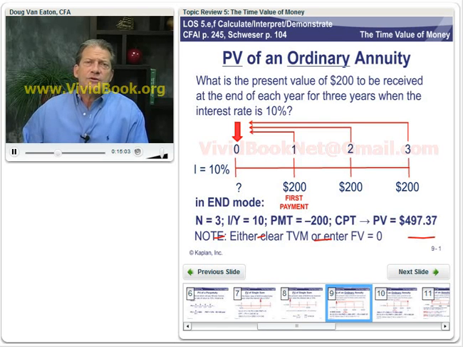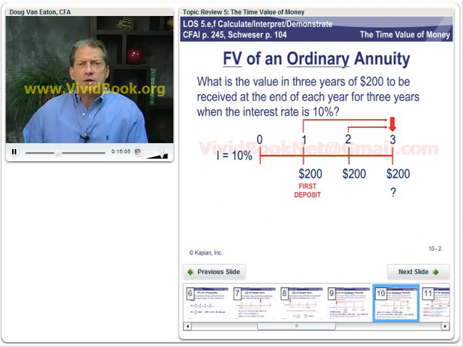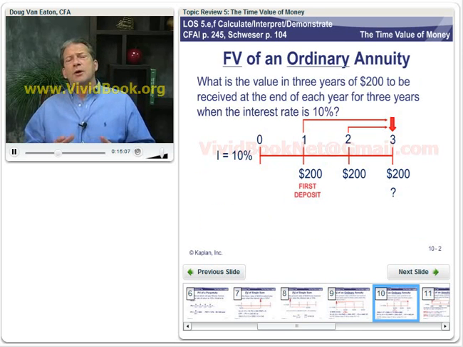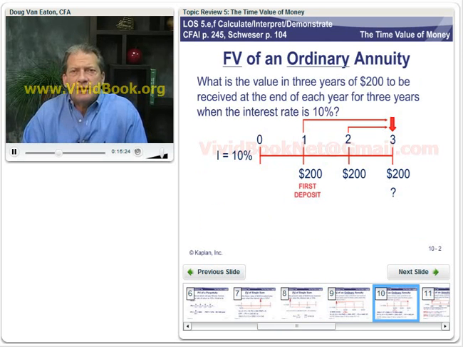Now what about the future value of an ordinary annuity? Well, this we would turn around to a problem more like retirement planning, where we're saying we've got an account and we're going to put in $200 a year from today, $200 2 years from today, and $200 3 years from today. And how much would be in the account at the end of the third year?